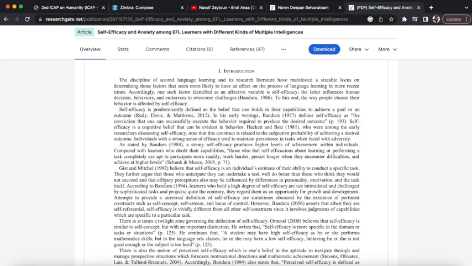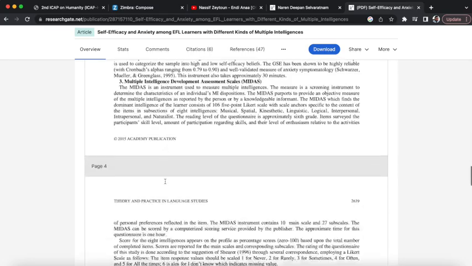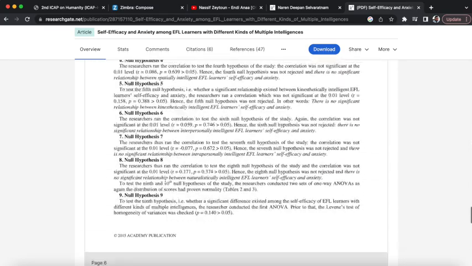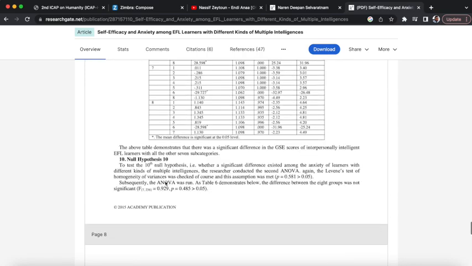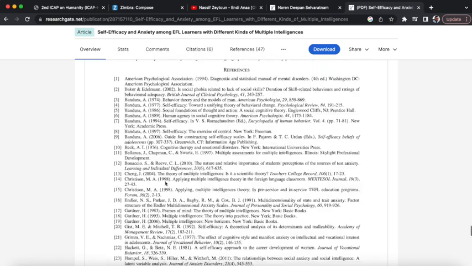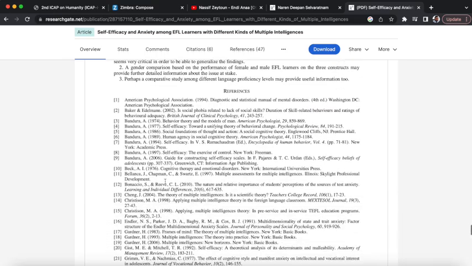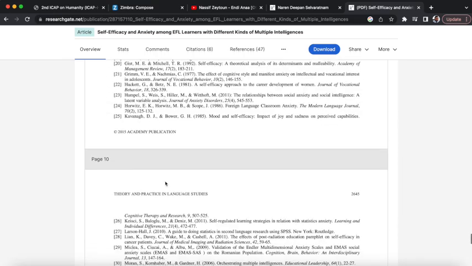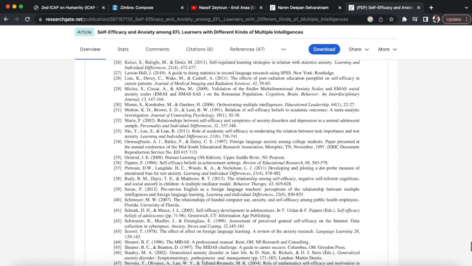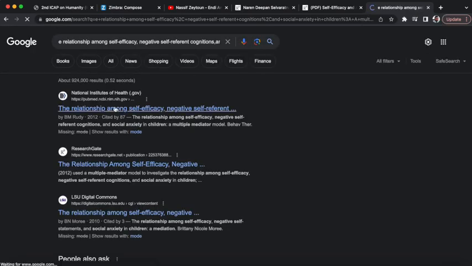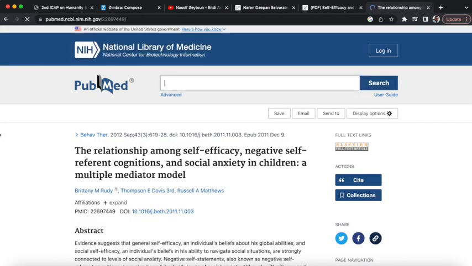I'm going to find this paper now. If I can find this paper, I can go all the way down the research article. This is the research article. I'm going to go all the way down and you will find the references. Now these are references. These are all alphabetically ordered. Here, Rudy, Davis, Matthews: the relationship among self-efficacy and negative self-referent cognitions and social anxiety in children, a multimediator model. I'm going to just search this paper as well. Okay, this paper was written in 2012.